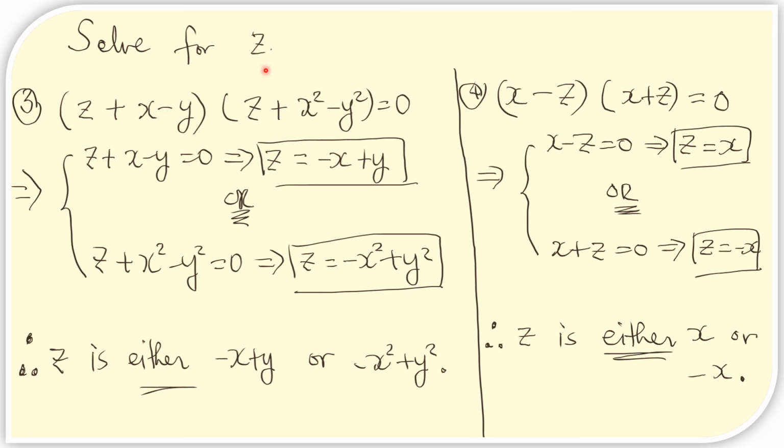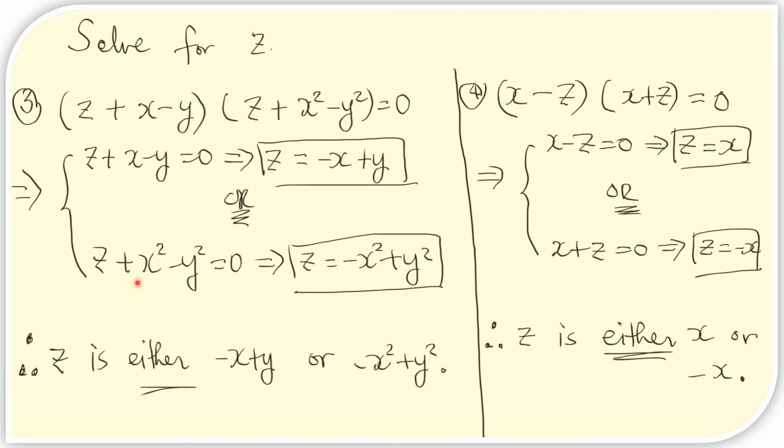Now we have to solve for z. Z plus x minus y times z plus x squared minus y squared equals 0. Again, we just set this first factor to 0 and the second factor to 0. These will be our solutions. For this solution, we have to manipulate the equation so that only z is left on this side. So we add y to cancel this y, and we subtract x to cancel this x. And we will be left with z on this side, and therefore z equals negative x plus y.